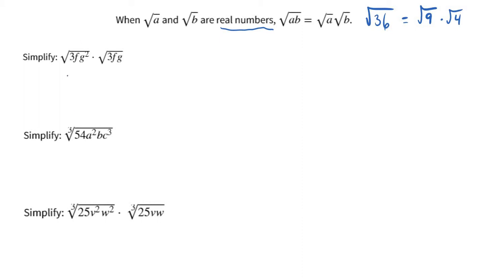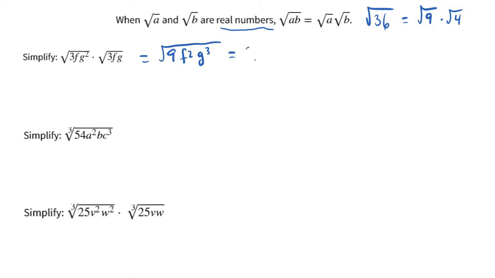So let's simplify a few. Simplify this. Well, it might help to multiply them together and see what we get. Let's put them all under one radical. 3 times 3 is 9. f times f is f squared. g squared times g is g cubed, right? So let's just throw them all under the same radical and simplify.